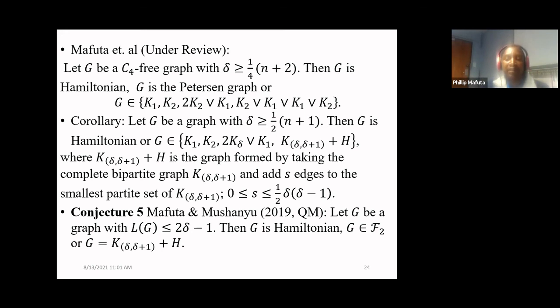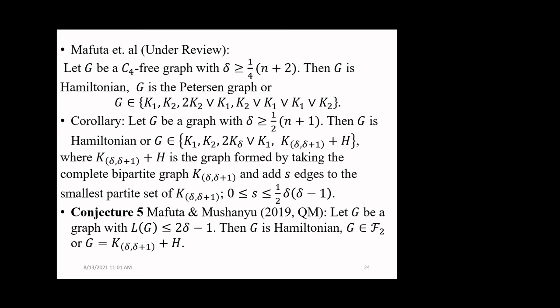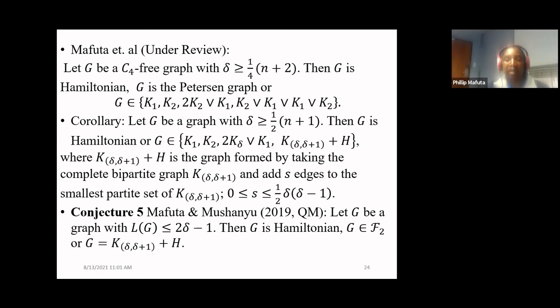So after that, we proved sufficient conditions for a graph to be traceable or Hamiltonian based on the leaf number of a graph. In that paper, we conjectured that whenever G is a graph with leaf number at most 2 delta minus 1, then G is either Hamiltonian or G is an element of F2 or G is an element of K(delta, delta plus 1) plus H. So this here is yet another conjecture which has remained open.